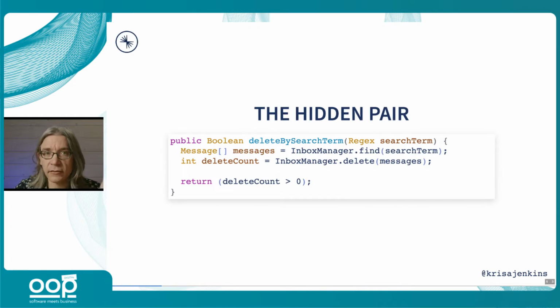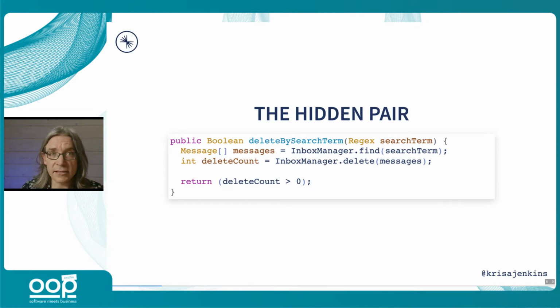It's easy to see the visible inputs and outputs, but think about the code. The inbox manager has a state, and the state of the inbox manager is absolutely an input to this code. The code completely depends on what that inbox manager state is at the time we call it, so it must be an input.